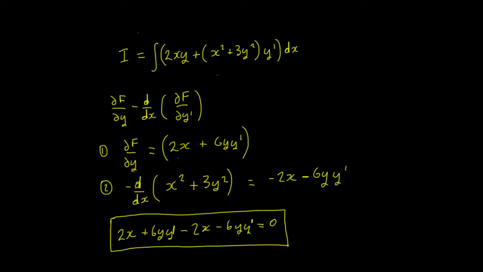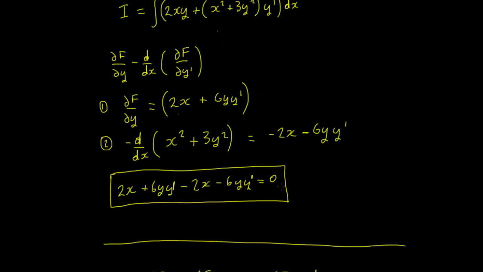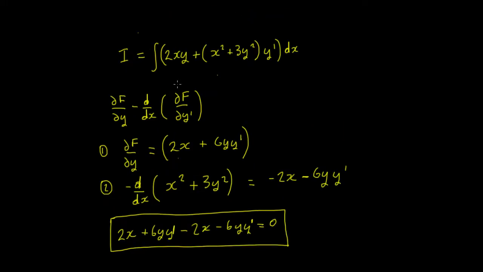Hi there, in this video we're going to look at what happens when we apply the Euler Lagrange to a particular functional, but instead of getting an equation out at the end, the equation ends up being exactly equal to zero. It turns out that if that happens, then we can show that the value of the functional is a function of the endpoints only, or the boundary conditions.